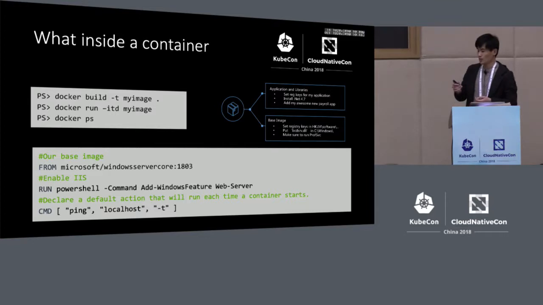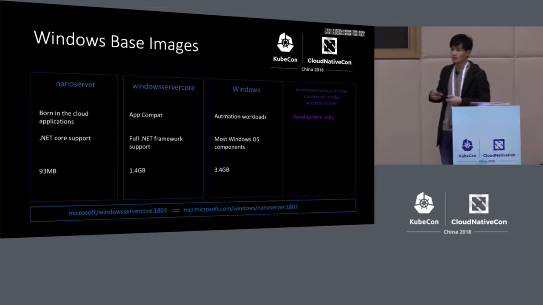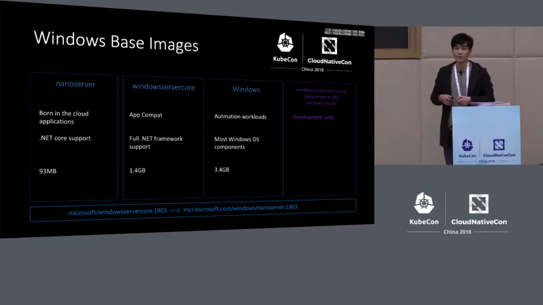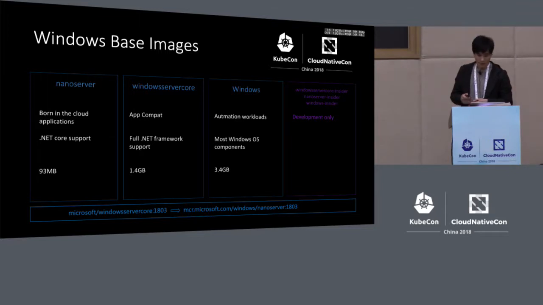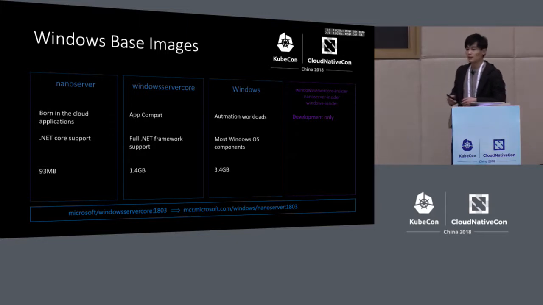For Linux there is Ubuntu and a lot of other base images, but for Windows, the base images have several types. Here are all the options. There are 4 kinds here. The first 3 are used for production environments, and the last one is for development. First, Nano Server. It is minimal, and designed for the cloud.